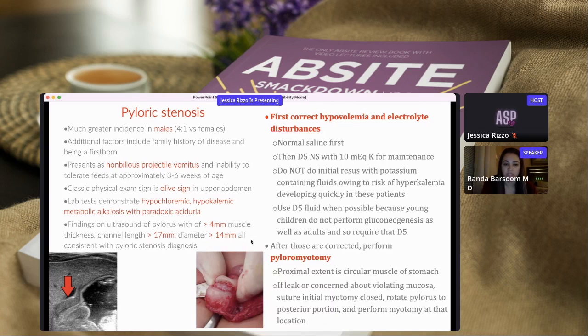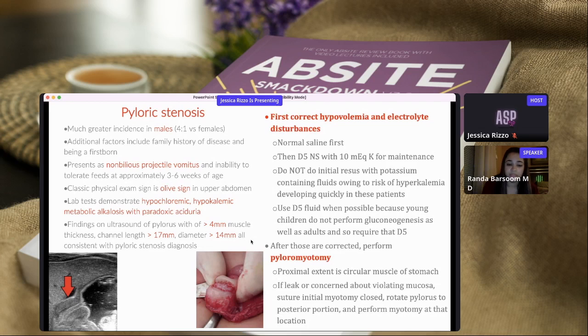So the way to manage these is first you have to correct this hypovolemia and electrolyte disturbance. So normal saline first, and then D5NS with 10 of K for maintenance. Do not initially bolus with potassium-containing fluid. It's because these babies will get hyperkalemia pretty fast. And then after the baby is resuscitated adequately, then you take the baby for a pyloromyotomy.